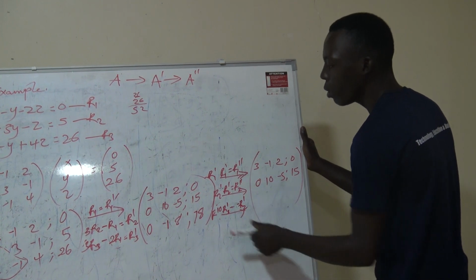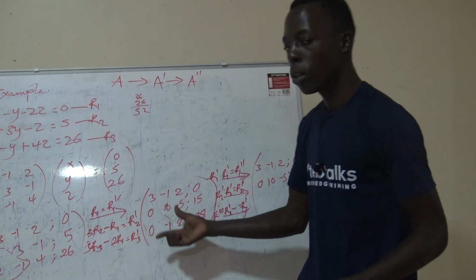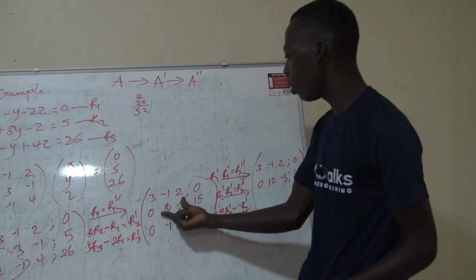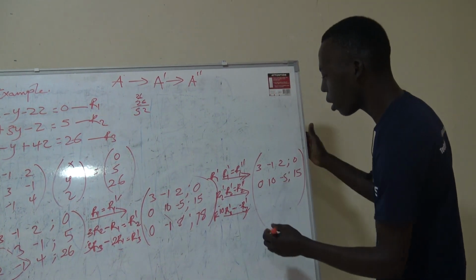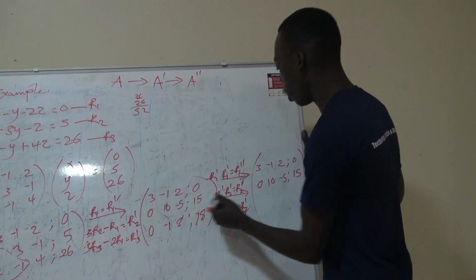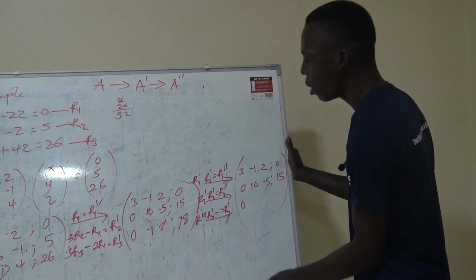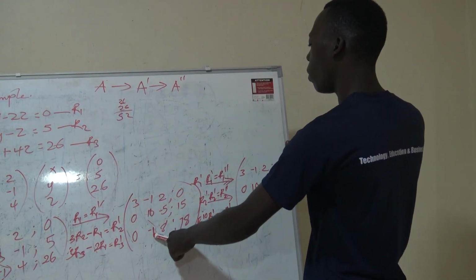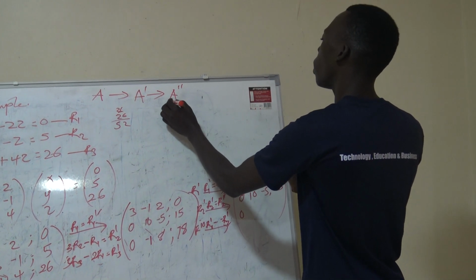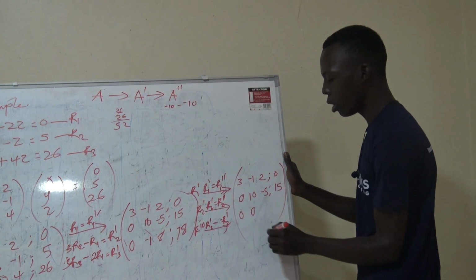R2 prime. Don't use this one because this one and this one have no same place values. The place values are not the same, so you use this one and this. So R2 prime. When you subtract the 2, here it will remain as 0. So here this one will be -10 minus a -10, which will be the 0 here.